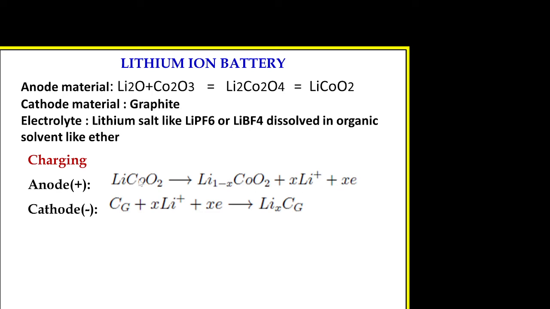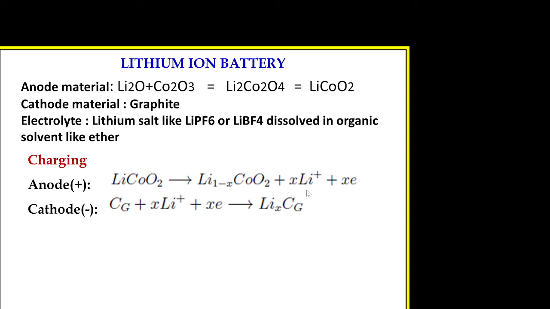Here cobalt is in the plus 3 oxidation state and lithium is in the plus 1 oxidation state. When lithium ions are removed from the crystal lattice, the corresponding cobalt site in the lattice has to oxidize from plus 3 to plus 4 in order to maintain electrical neutrality. So the electrical neutrality is maintained.